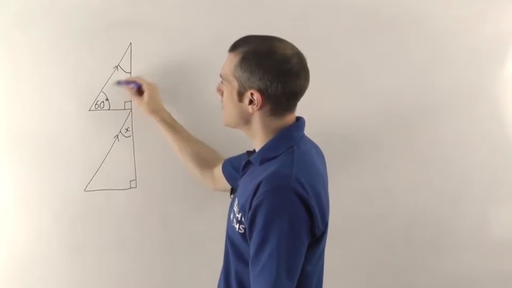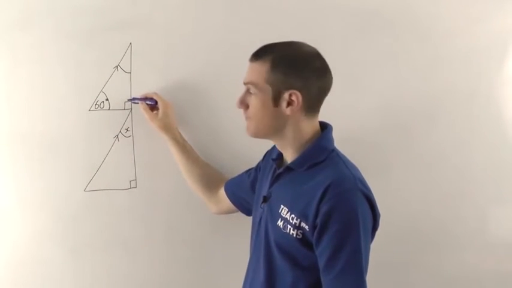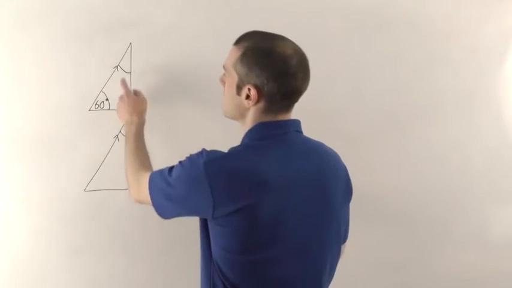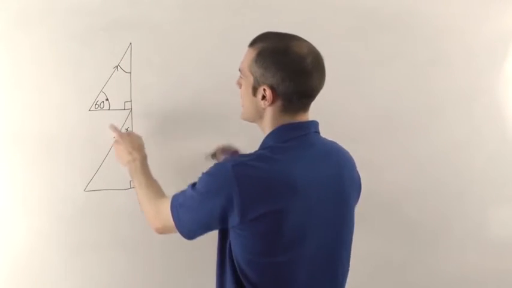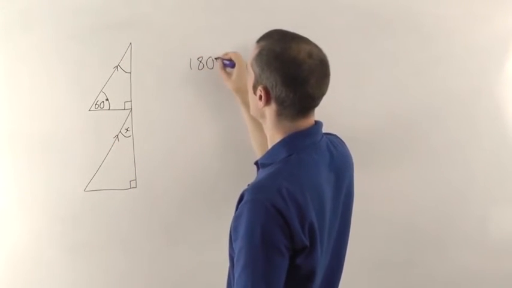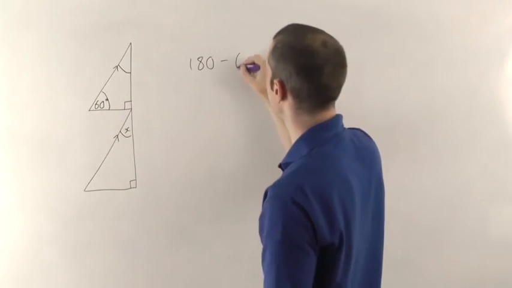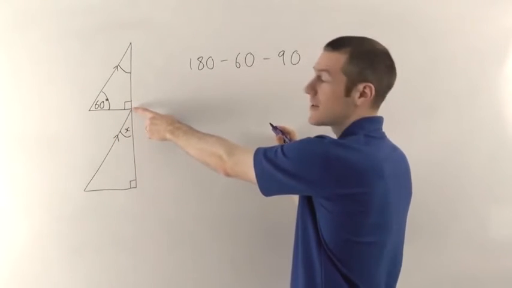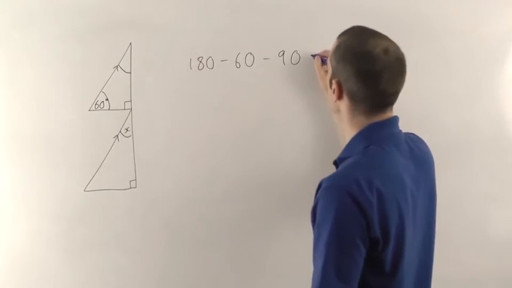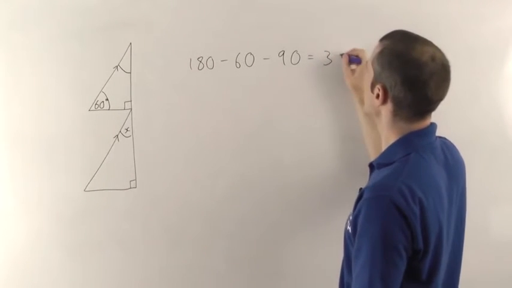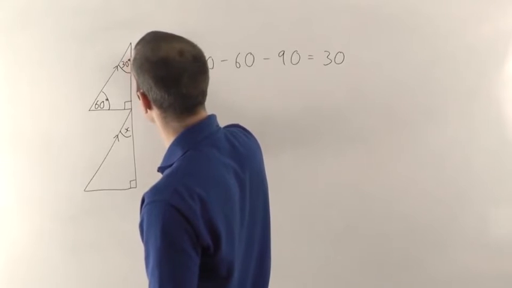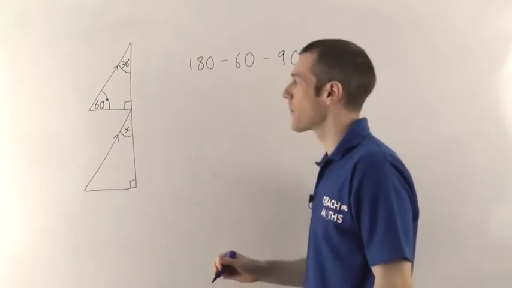So I'm actually going to use angles in a triangle first of all. All the angles in a triangle have to add up to 180 degrees. So this one is going to be 180 minus the 60 minus the 90 because it's a right angle triangle. So in that case you're going to get 30, I think, when you do the subtraction, which means that this angle at the top here has got to be 30 degrees.